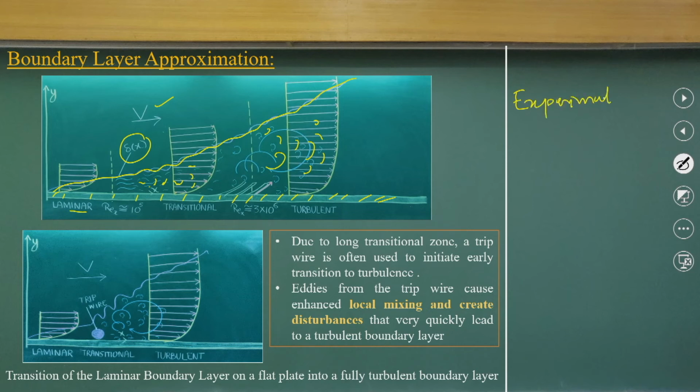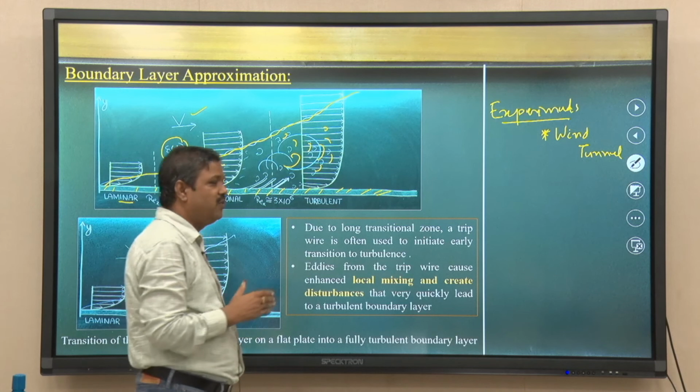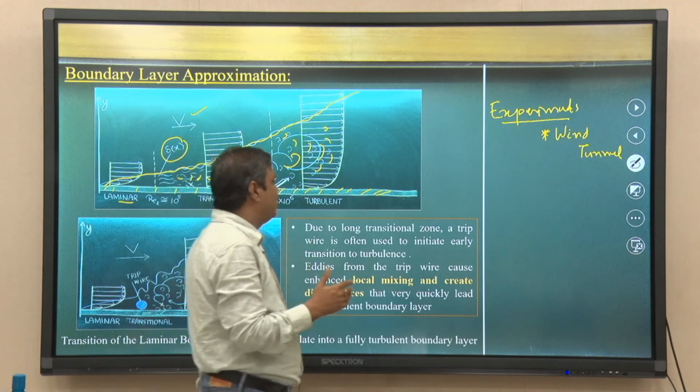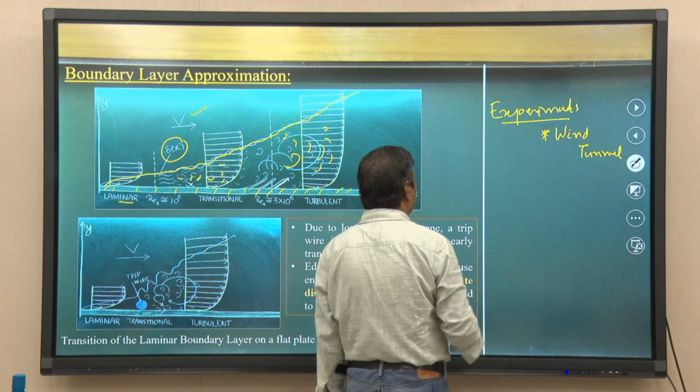This is basically conducted in wind tunnels. A lot of experimental fluid mechanics was done in the last 50 to 80 years, and we are still doing a lot of experimental fluid mechanics. Anyway, here we have not emphasized it much. From experimental fluid mechanics, they found two critical Reynolds numbers to define flow between laminar and transitional, and transitional to turbulent.